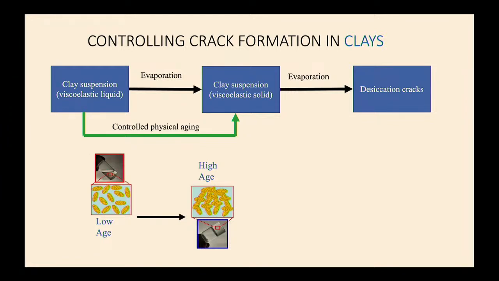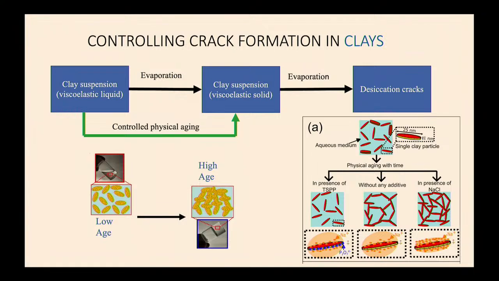So not only do we have solvent loss as we do in a usual desiccation experiment, here we are also controlling the physical aging of the clay suspension that is cracking. And just to remind you, at very low ages of the clay suspension, you can think of the charged clay particles as individually diffusing around in the water medium, but at higher age they form these house of cards structures, which is a rigid, gel-like structure, and therefore your sample behaves like an elastic solid, but it's a soft solid, which means that it's fragile and it yields very easily.